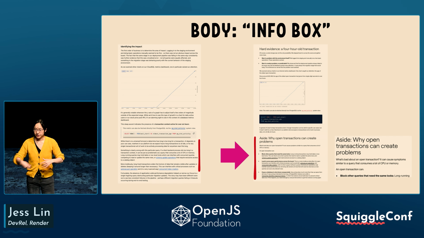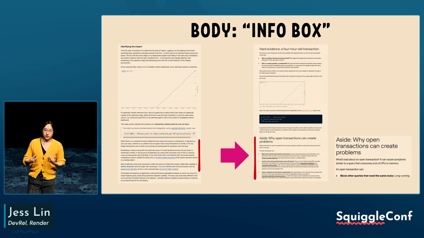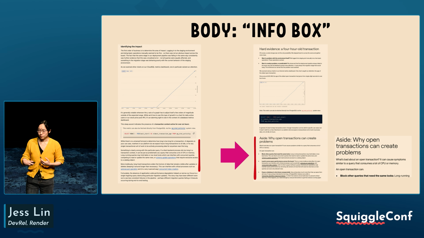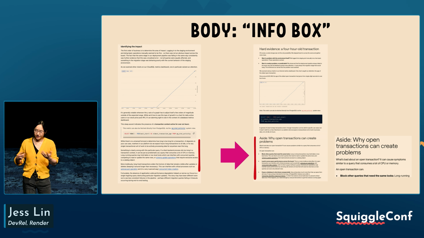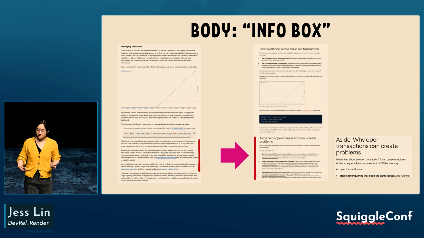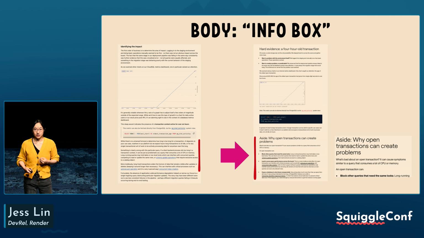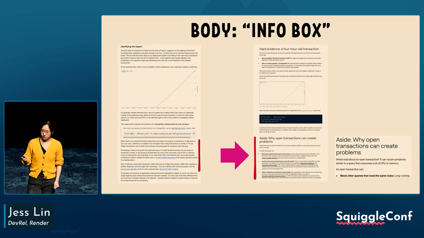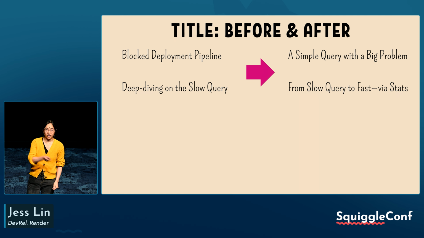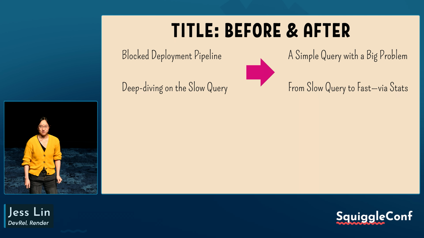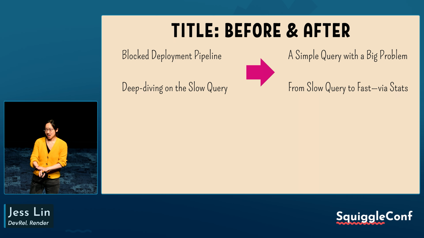Here's an example of moving information into an info box. So Eric included a lot of details in here. There was one part where it's, hey, why are open transactions a problem? It just didn't really fit in the middle of the story, but it's still something we wanted to include. And so we just moved that to an aside. All right, that was a lot about the body. Now let's talk about titles.